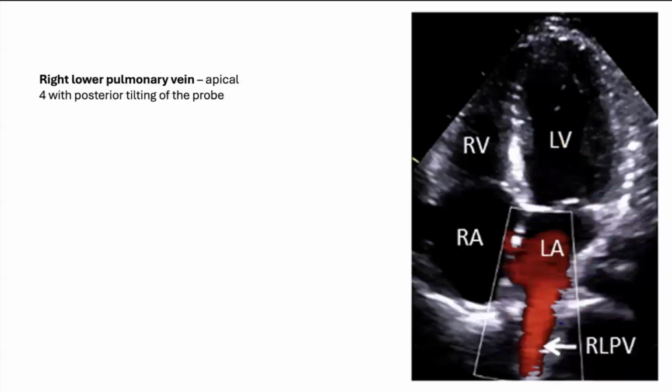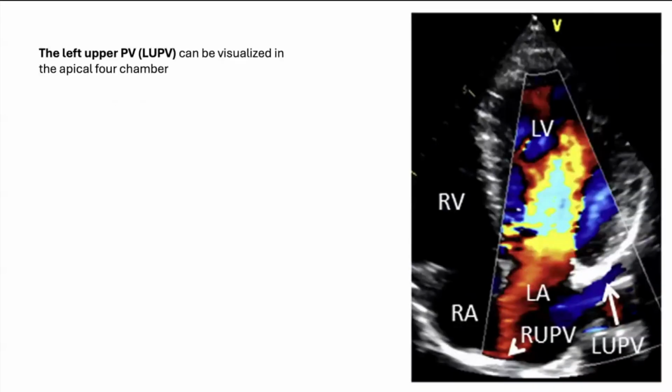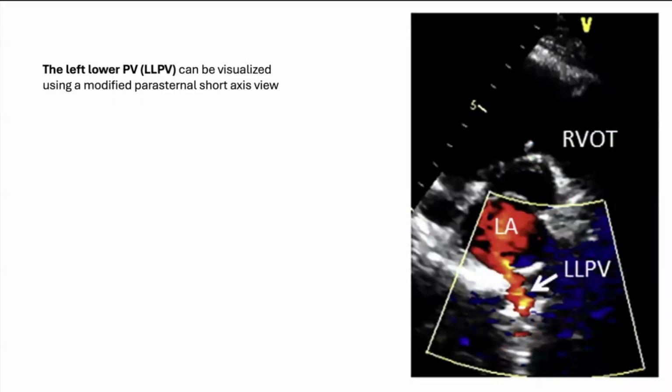For the right lower, you go into apical 5, but for this one, you go posterior. So you do posterior tilting until you see the right lower pulmonary vein. And then in terms of the left lower, so left upper we talked about, in terms of the left lower pulmonary vein, you can't really get this one from the apical 5. You go to a short axis, and then it's a modified short axis, so you'll have to go counterclockwise until you see the left atrial appendage on this side, and it will be close to it.